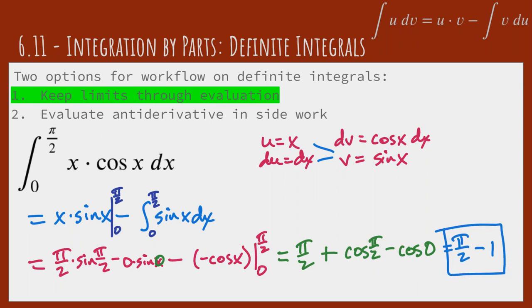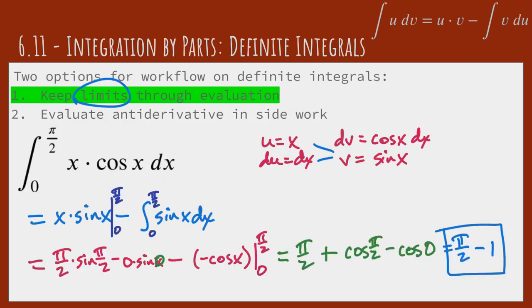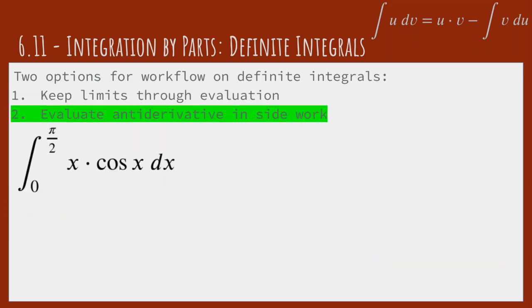All right, so again, that's one way to do it: we keep the limits on throughout the evaluation of the problem. If I go back to what I said we should not do, notice that we don't have the limits on this expression here, but we can fix that by just adding them there. The other option is to do side work and evaluate the antiderivative in side work, and then come back and use that answer we got for the antiderivative to help us with the definite integral.